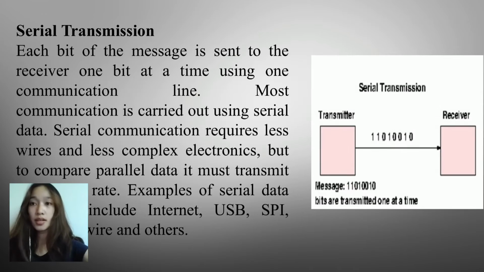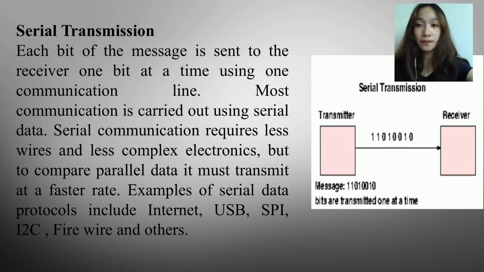The second one is the serial transmission. Each bit of the message is sent to the receiver one bit at a time, using one communication line. Most communication is carried out using serial data. Serial communication requires fewer wires and less complex electronics, but compared to parallel data, it must transmit at a faster rate. Examples of serial data protocols include Ethernet, USB, SPI, I2C, FireWire, and others.